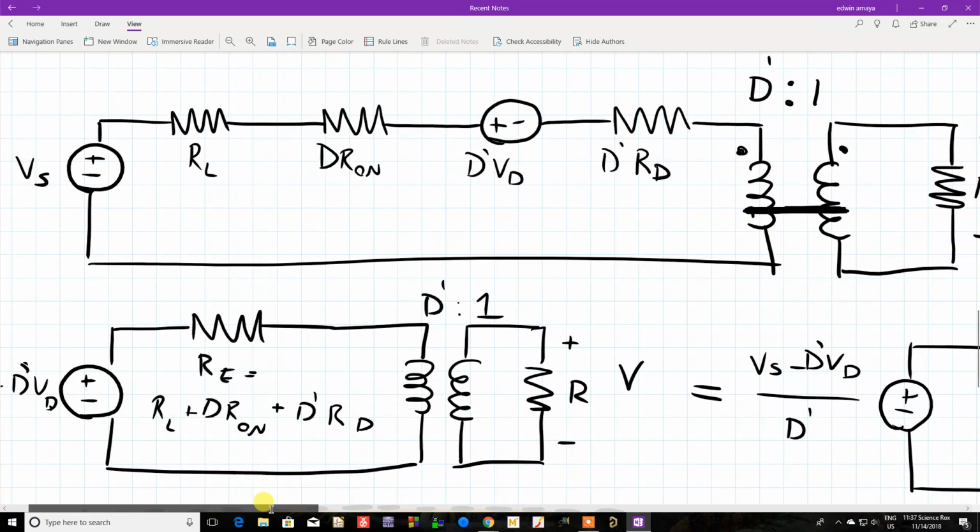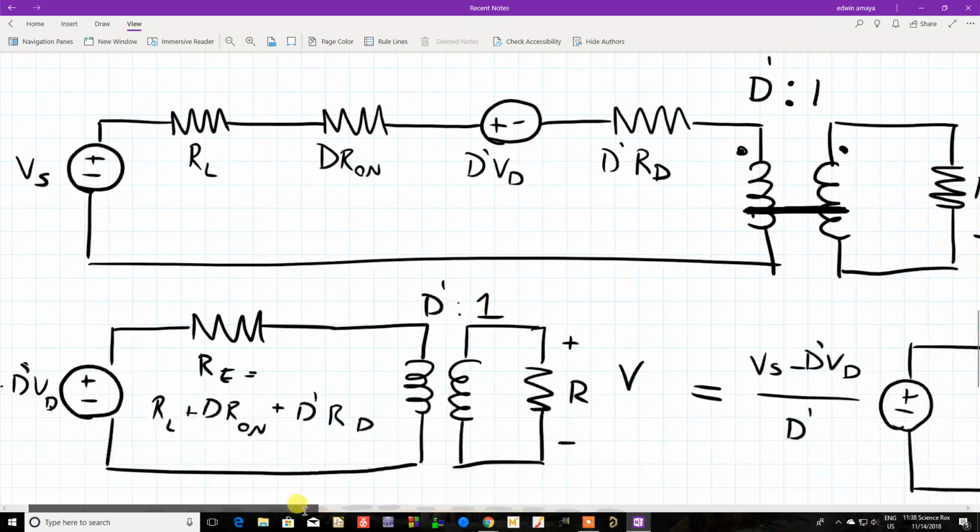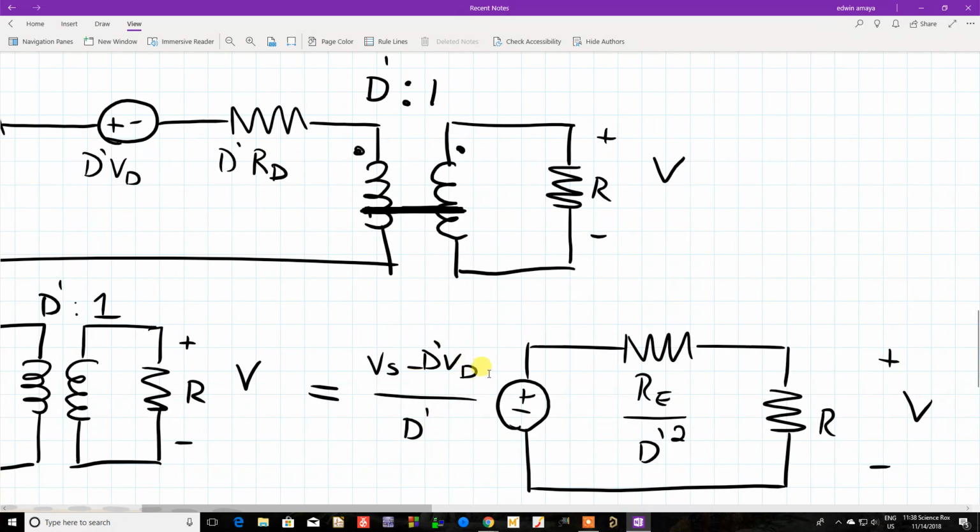Now, to make this easier to solve, because remember we're trying to solve for the output voltage given all the losses, what you do is bring this all over to this side and make it one circuit without a transformer. When you bring the voltage source over, you divide by D prime. When you bring the resistance over, you divide by D prime squared. So you're going to have Vs minus D prime Vd divided by D prime, and your R equivalent divided by D prime squared, and your R.